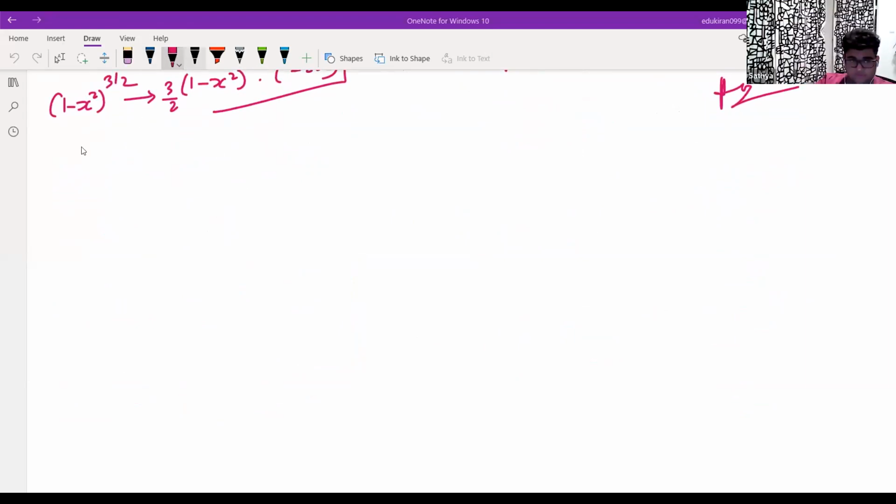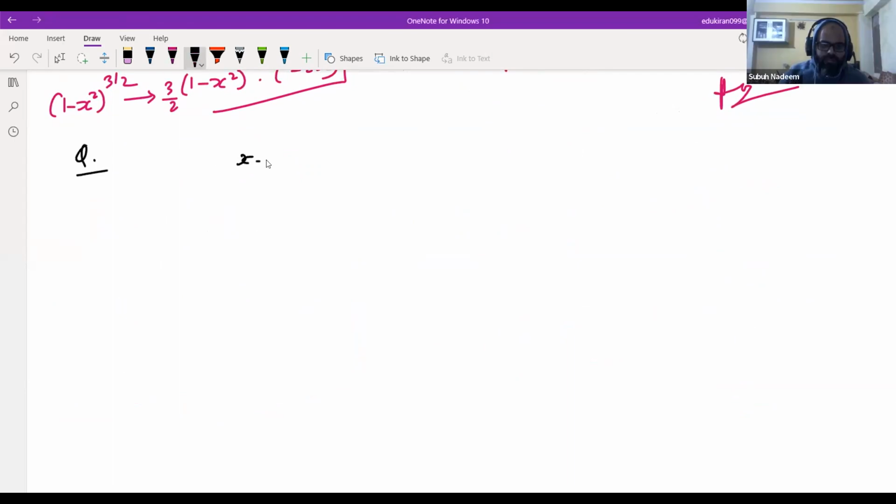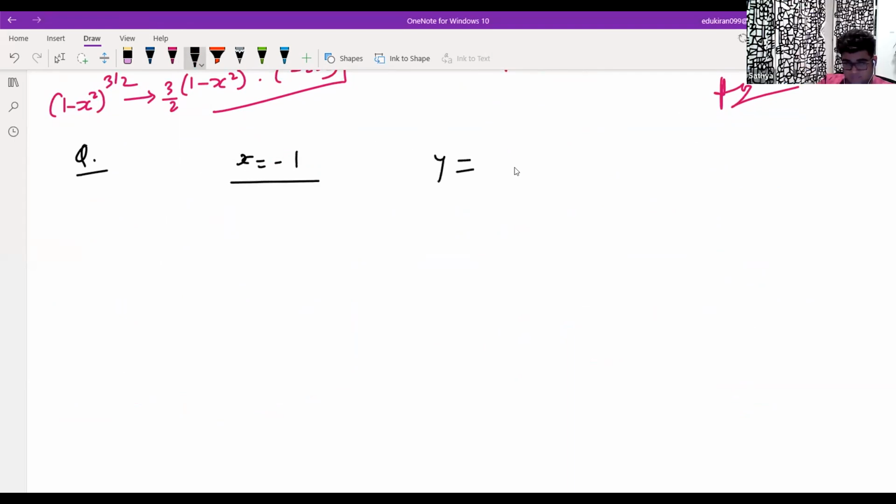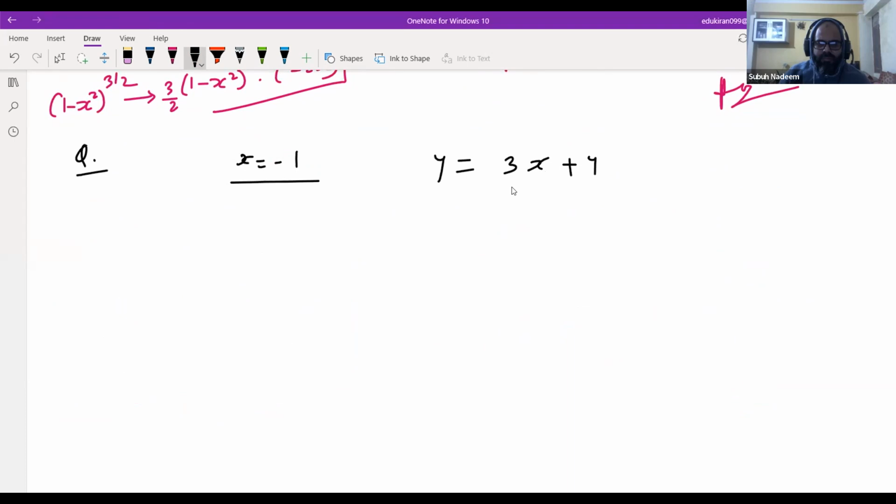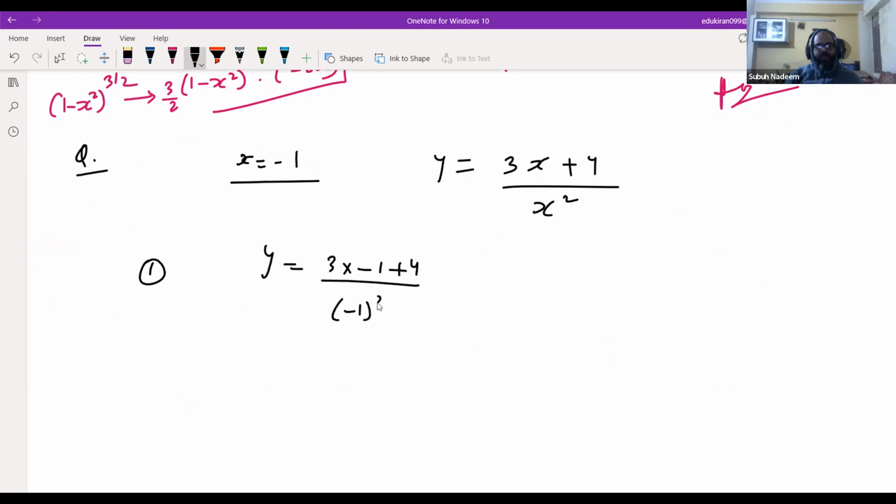So what is the question? Find the equation of the tangent line at x equals minus 1, where y equals (3x plus 4) by x square. What is the first step that we do? Find y. We put x equal to minus 1 and find y. y will be (3 into minus 1 plus 4) by (minus 1) whole square. This will be 1 by 1, that is 1. So the point is (minus 1, 1). This is the first step.